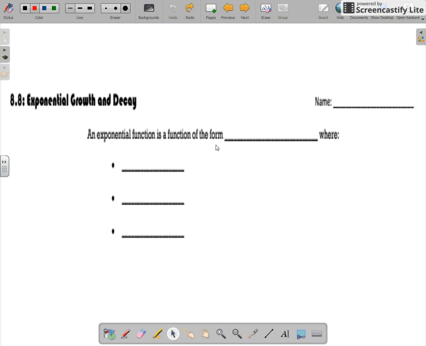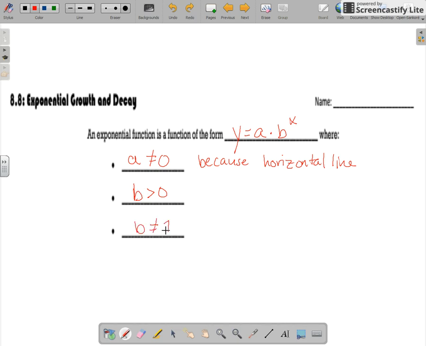An exponential function is a function in the form of y is equal to a times b raised to the x power, where a cannot equal 0, because otherwise we would have a horizontal line. B has to be greater than 0, so it can't be negative. And b also cannot equal 1, because that too will cause a horizontal line.